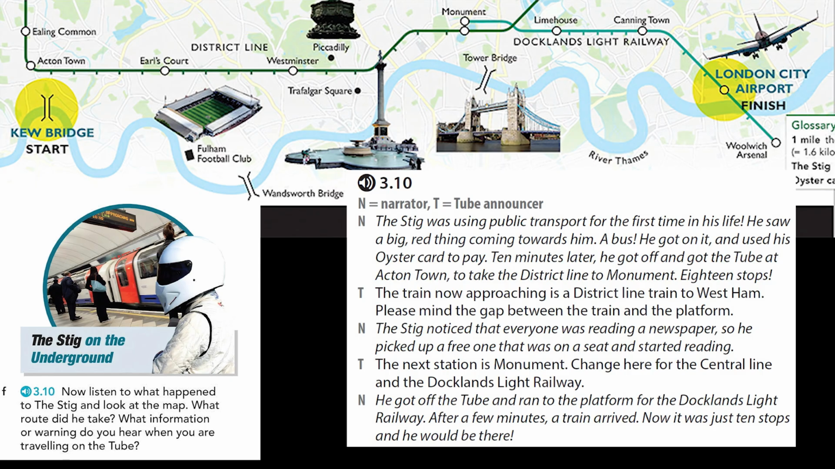He got off the tube and ran to the platform for the Docklands Light Railway. After a few minutes, a train arrived. Now it was just 10 stops and he would be there.